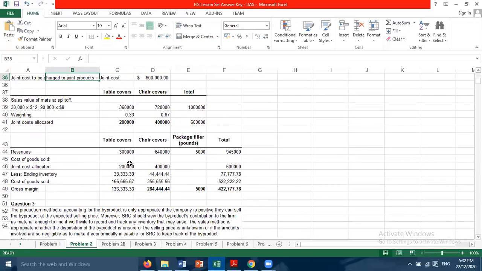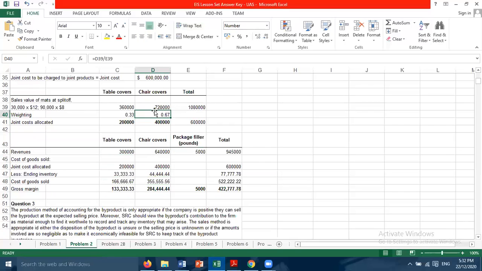Now for the joint cost allocated, we do the same process again. Just drag this down, and for the ending inventory, we also do the same process. In this case, 200,000 divided by 6, or multiplied by the ratio of 1 out of 6, to get 33,333. We also do the same thing for chair covers. And once we deduct the ending inventory from the joint cost allocated, we'll be able to find cost of goods sold. In that respect, it's literally the same.